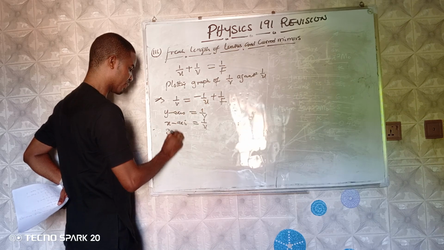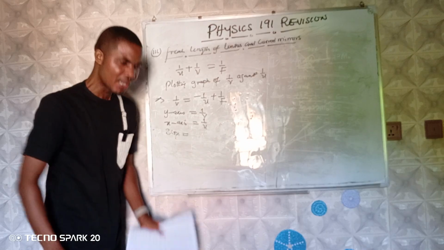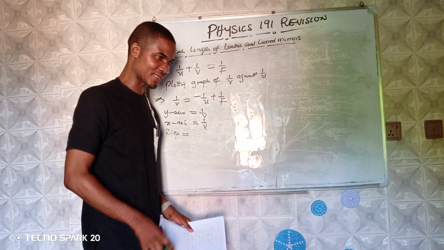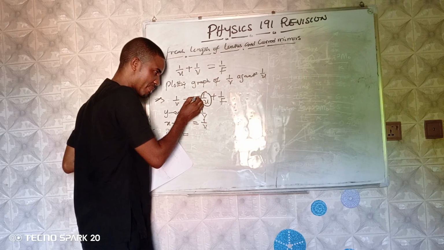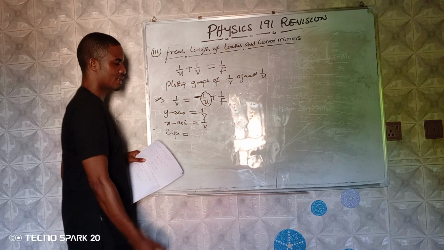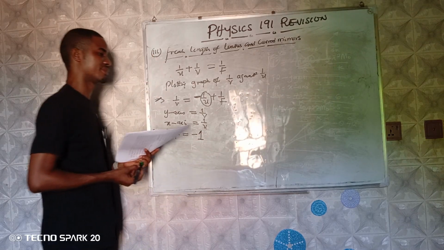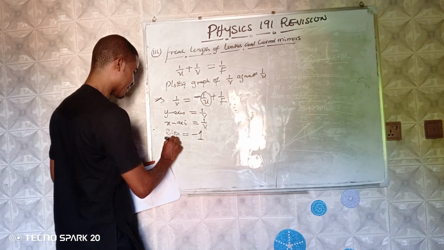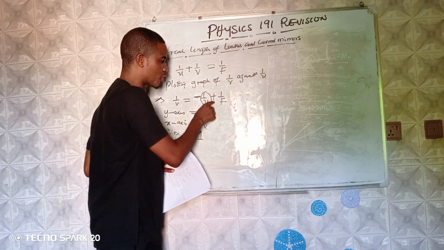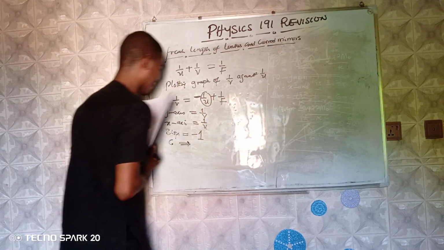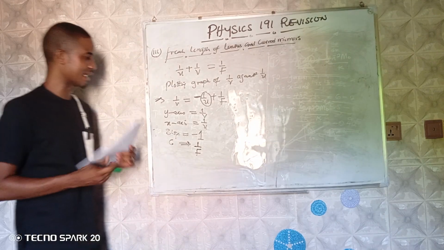My slope is anything attached to my x by virtue of multiplication. The only thing attached to this x is this minus, which is like minus 1. So my slope becomes minus 1. Then my intercept, c, is anything attached to this x by virtue of plus or minus. My intercept becomes 1 over f. I believe this is very clear.